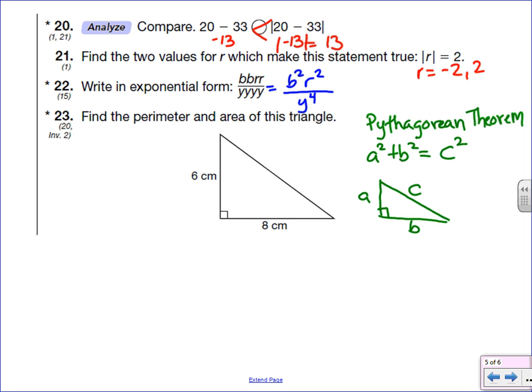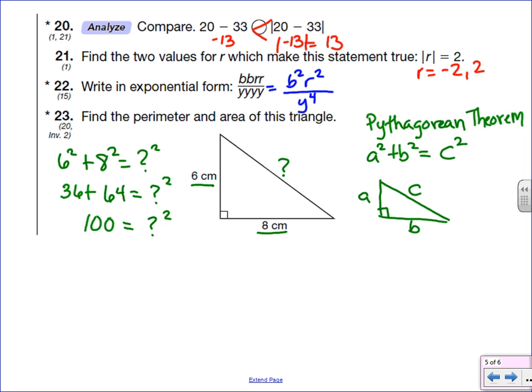So if I want to figure out what this side of the triangle is so that I can find the perimeter, I need to use the two sides. This is a and b. So using the Pythagorean theorem, it says 6 squared plus 8 squared is going to be question mark squared. Well, 6 squared is 36. 8 squared is 64. And that's still question mark squared. 36 and 64 is 100.